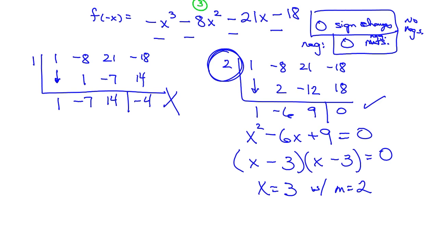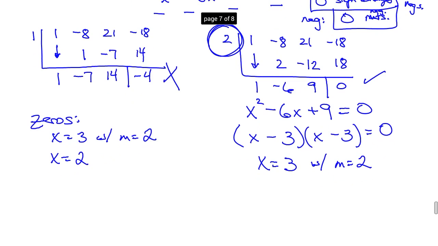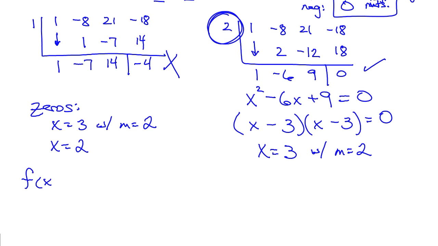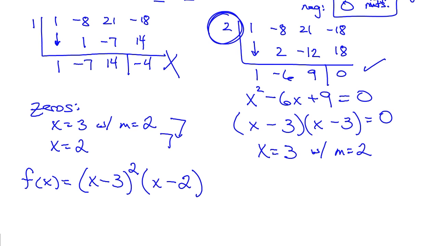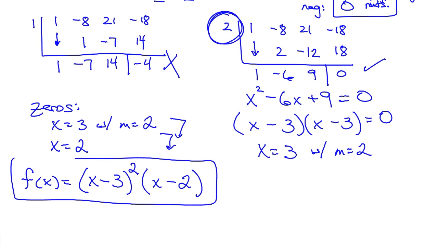So now we have the zeros. The zeros are x equals 3 with multiplicity 2, x equals 2, multiplicity 1, we don't write that, and we now have the factored version of f. f of x is equal to x minus 3 squared times x minus 2. Both of these coming from the zeros above.